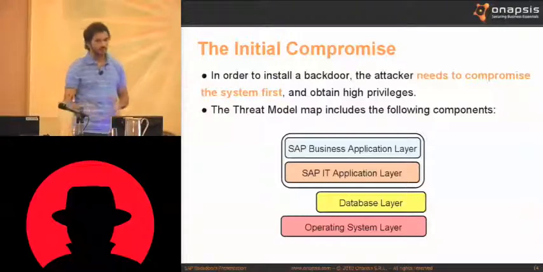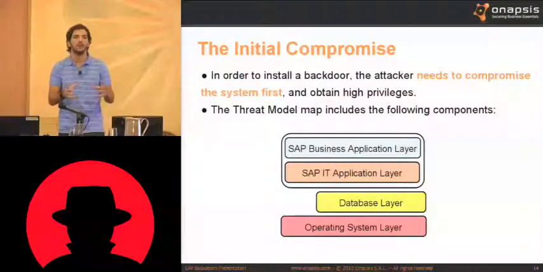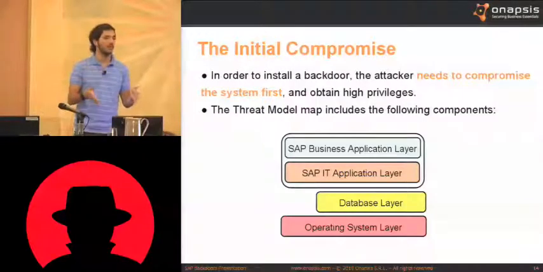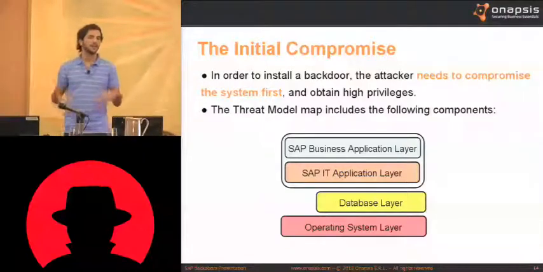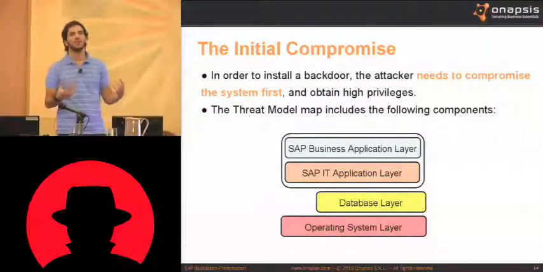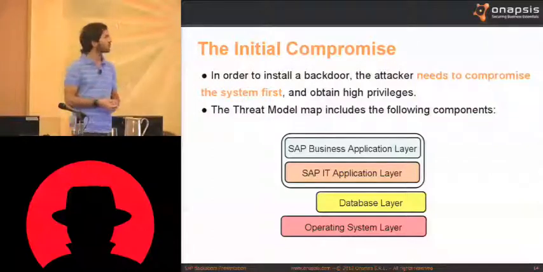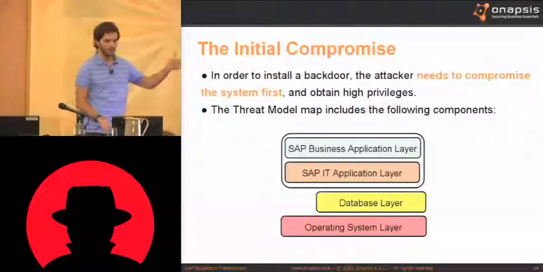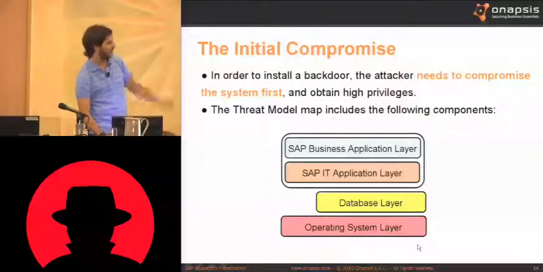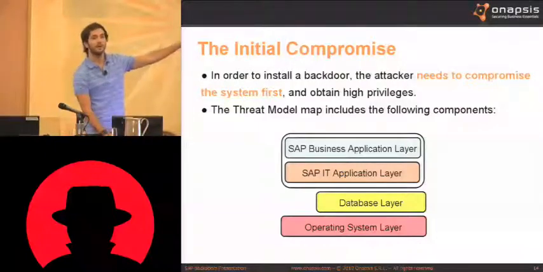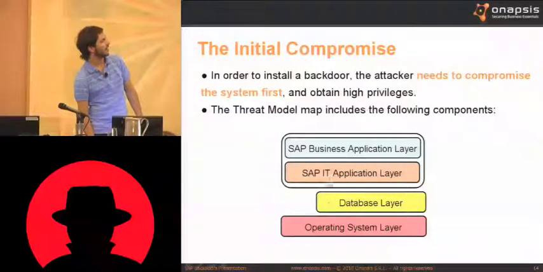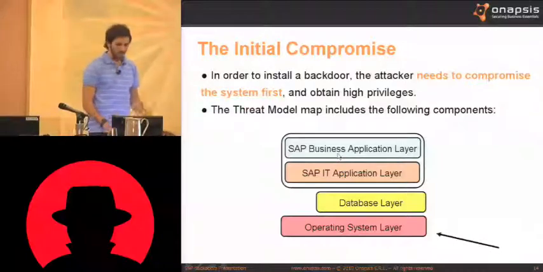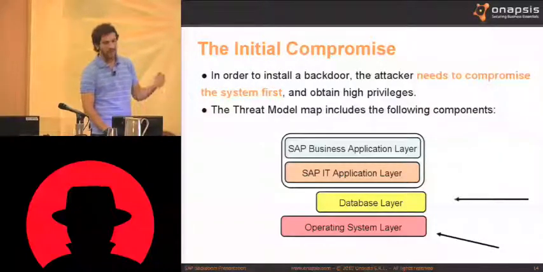So I told you before that for someone to install a backdoor in a system, he has already compromised it, okay? So everything we're going to look at today is what an attacker that has already compromised an SAP system can use to backdoor it. In an SAP system, the threat model is composed of these components: the base operating system, the database layer, and then the SAP system running on top of that, with the technological application layer and the SAP business layer. So the attacker could exploit vulnerabilities in any of these components.